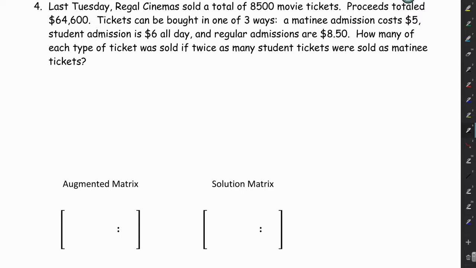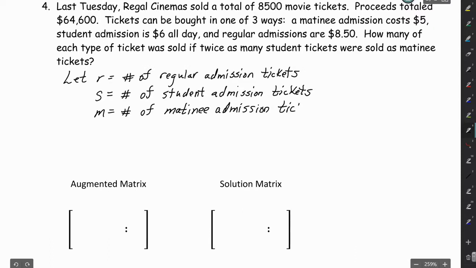All right, as usual, we're going to define our variables. I'm going to let R equal the number of regular admission tickets, S equal the number of student admission tickets, and M equal the number of matinee admission tickets. All right, we have three variables, so we need to come up with three equations. The first equation, it says we have a total of 8,500 movie tickets. So R plus S plus M equals 8,500.